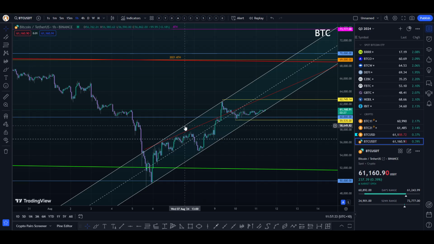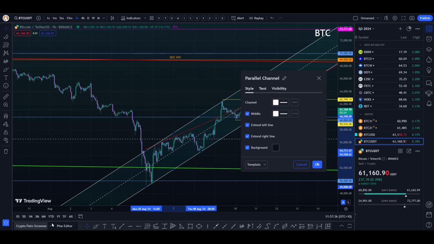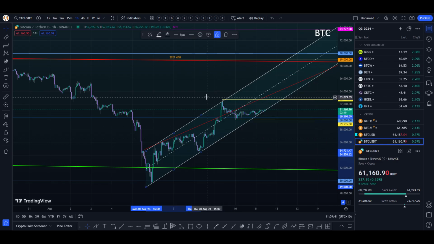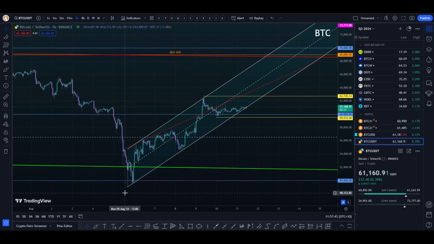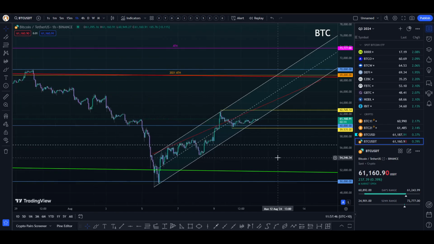I might even just jump into the settings of this channel and turn off the left side, because we don't really need the left side. Hit OK there, because that's where the channel begins. And yeah, we'll see if we drop out of it like a rising wedge, or whether we are due to come up and test the top of the rising channel, which would take us up, if it happens quickly, it might even take us up to 67, 68,000 to go test that high of what is a channel.